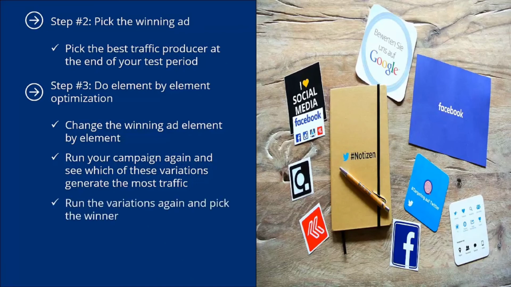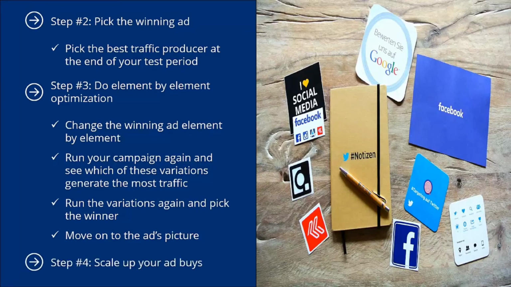Run the variations again and pick the winner. Keep repeating this until you cannot improve the click-through and conversion rate of the ad. Move on to the ad's picture. Run the same ad but with 5 different pictures and repeat this process again. At the end of this process, you would be able to identify the best performing ad because you have optimized all its elements, starting from the headline, to the picture, to the description, to even the link.